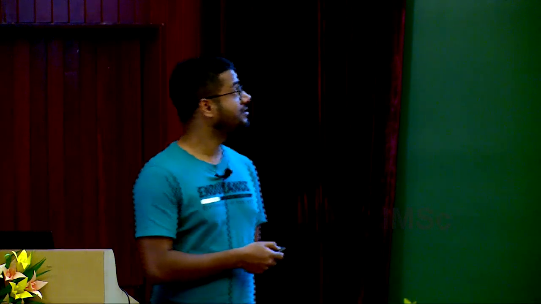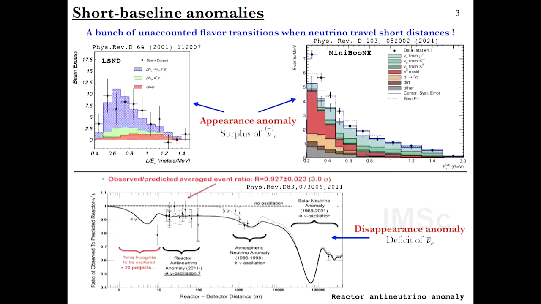And the mass square differences that we require for explaining those anomalies do not fit with some of the anomalous results that we are observing at certain other baselines. In other words, the baseline, which is the distance between the source and the neutrino detector, for these experiments is too small to let neutrinos have enough propagation time or distance to evolve into certain other flavors. So what are these anomalies?